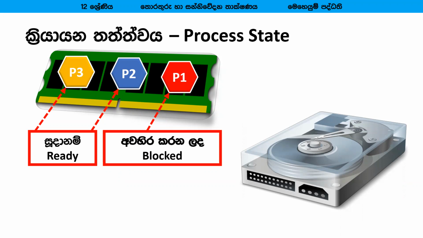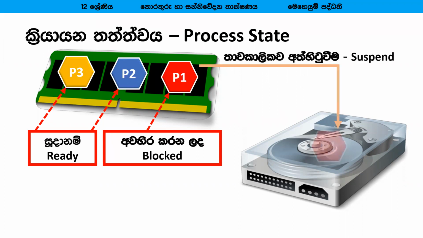And now when there is a blocked process inside the RAM, and there are some processes which are having the ready states as well, right? Now this kind of thing can happen. This is called suspending, right? Suspend කරනවා කියලා කියන්නේ නේද? පොඩි කාලයකට නතර කරනවා කියලා කියන්නේ. So this kind of process is going to take place due to the crowdedness of the RAM.